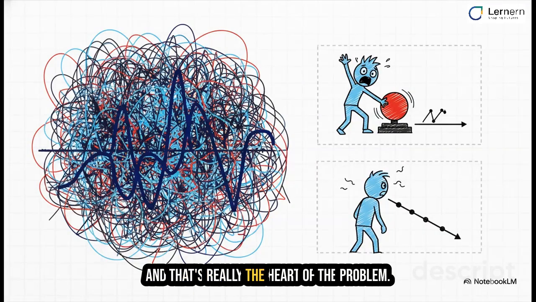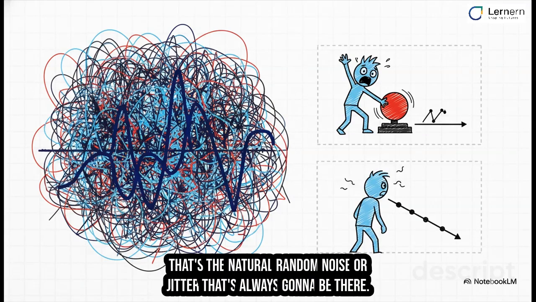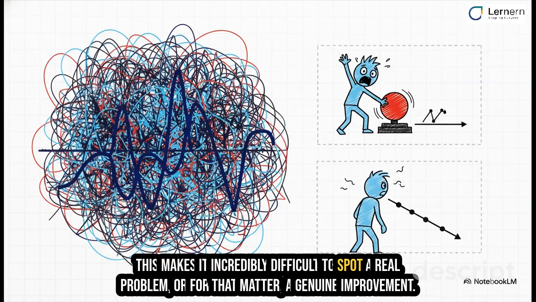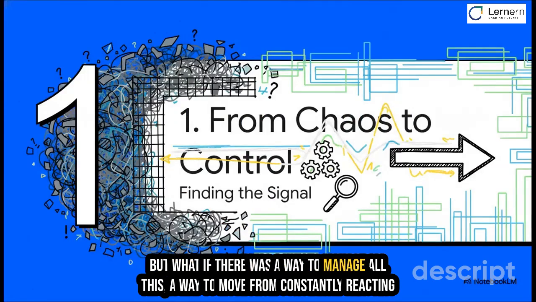And that's really the heart of the problem. Most processes are just drowning in what we call common cause variation. That's the natural, random noise or jitter that's always going to be there. This makes it incredibly difficult to spot a real problem, or for that matter, a genuine improvement. You end up either overreacting to every little blip, or even worse, you miss a huge shift until it's way too late.